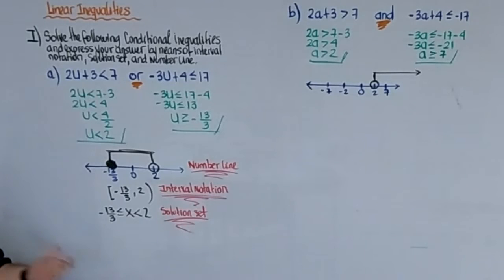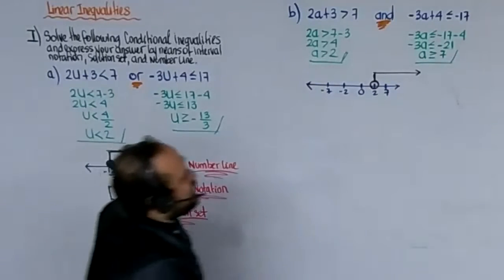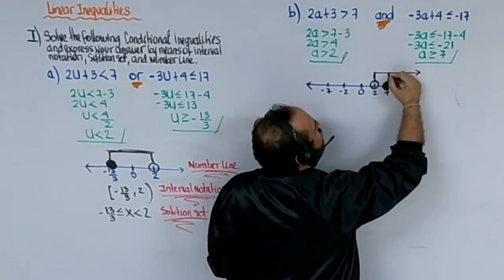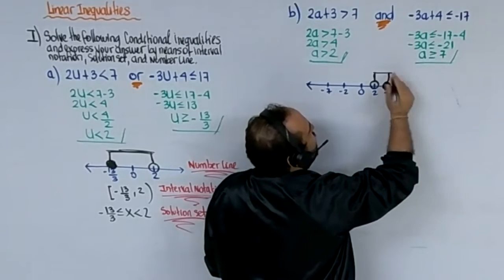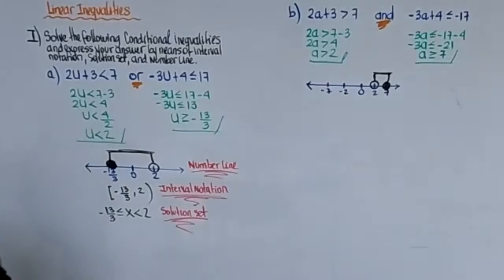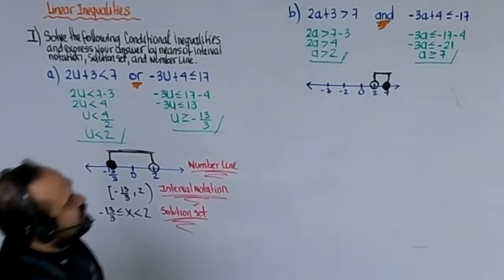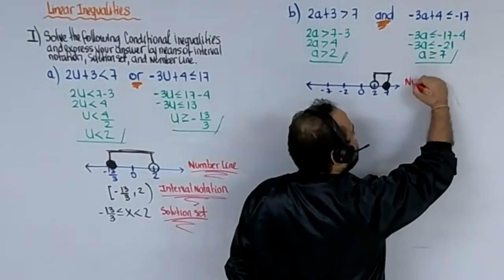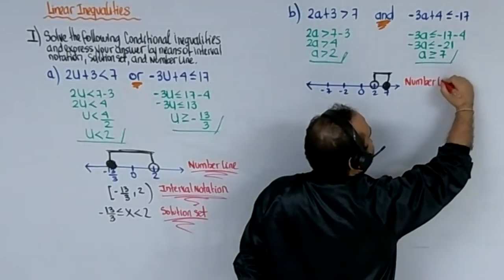How about the number 7? What values are greater than or equal to 7? 7, 8, 9, 10, 11. I'm going to draw the circle shaded. Once again, we have a collision between these two numbers. Because there was a collision, this is going to be the solution set using the number line.